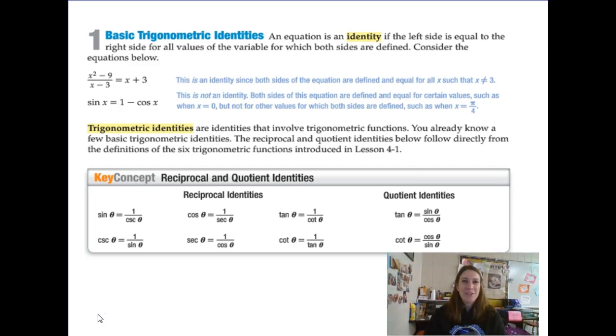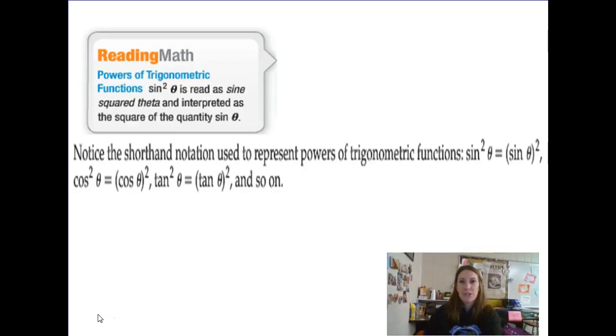So here on the screen we have the concept of the reciprocal and quotient identities. These are the identities that we've worked with extensively over the course of the last trig chapter. So sine is the reciprocal to cosecant, and cosine is the reciprocal to secant, and so on and so forth. And then remember, tangent can be written as sine over cosine. Therefore, cotangent can be written as cosine over sine. Remember, those are all the nice swaps that we can do.